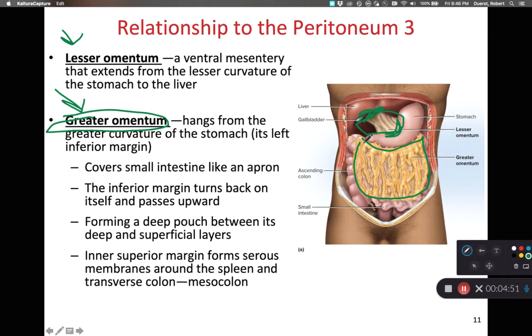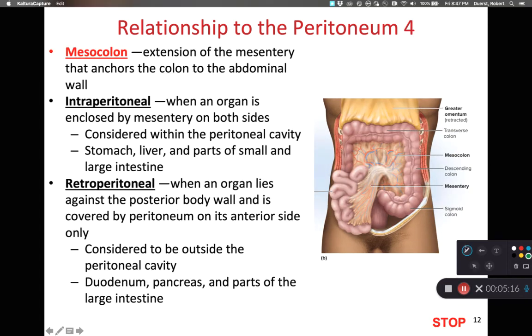its superior margin is going to form some serous membranes around the spleen and transverse colon. So if we look right here, along that superior margin, it hugs over the transverse colon, and then we have the spleen right over here. It's kind of hard to see. And that superior margin, as it forms that membrane, is known as the mesocolon. And let's go to the next slide here. As we look at the mesocolon, that's an extension of that mesentery that will anchor the colon to the abdominal wall.